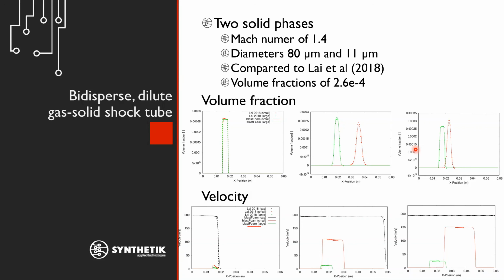So this is a shock wave with a Mach number of 1.4. And then we have diameters of 80 and 11 micrometers, and then volume fractions of 2.6e-4. So here you can see, I'm sorry, this is 0.5 milliseconds, 1 millisecond, and 2 milliseconds, I believe. So here you can see they start right on top of each other, and then the small particles begin to accelerate faster.